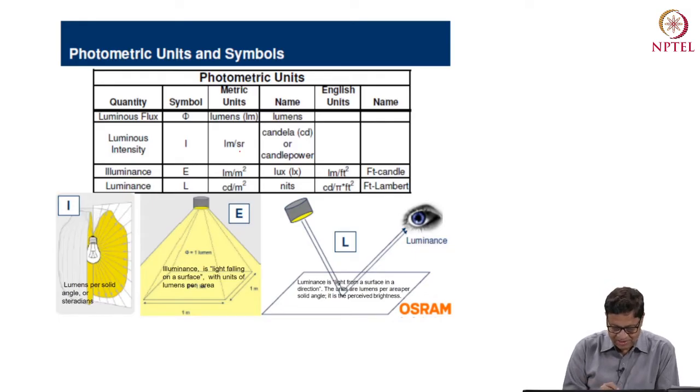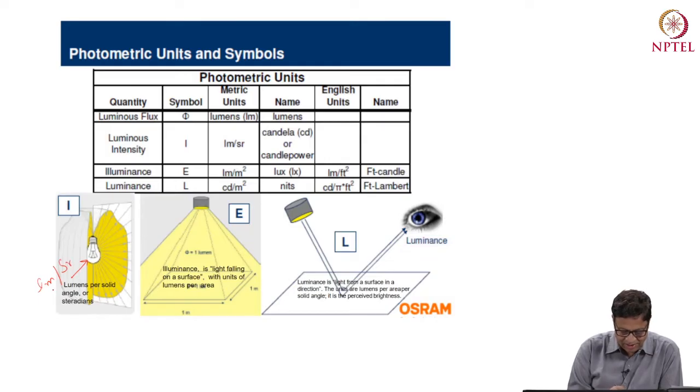So first let us see the luminous intensity here. So the lumens per unit solid angle in this case is called as luminous intensity, and the units are, as I mentioned, either lumen per steradian or candela, denoted as CD.